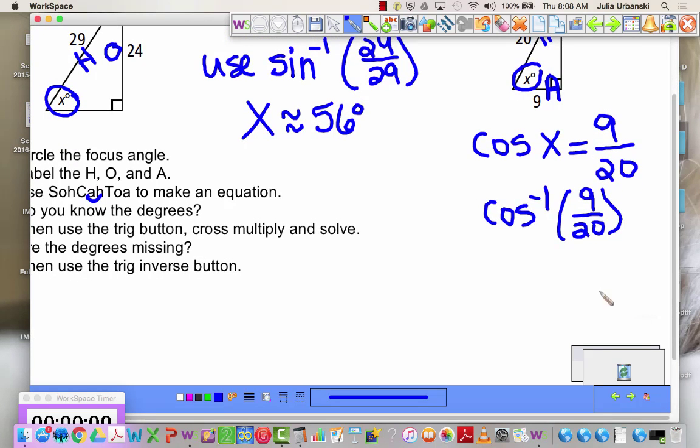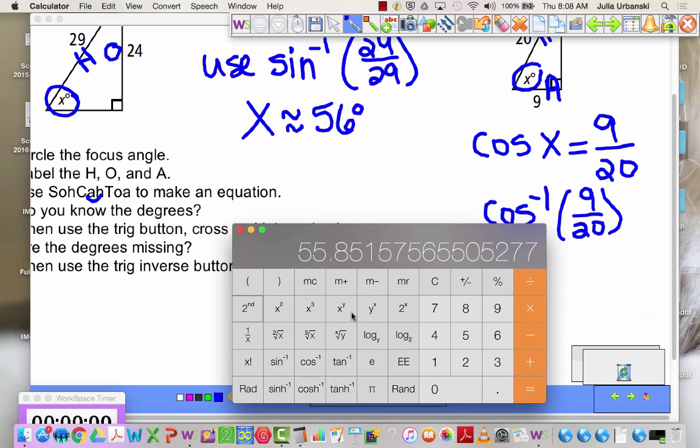So know your calculator and figure out which way to do it. I'm going to do it this way, 9 divided by 20. Don't hit cosine. What do I have to do before I can hit the cosine? Yes, but even before that, I don't want the cosine inverse of 20, right? What do I have to do? Yeah, hit the equal sign to finish dividing. You have to do that first, and then you do the shift cosine.